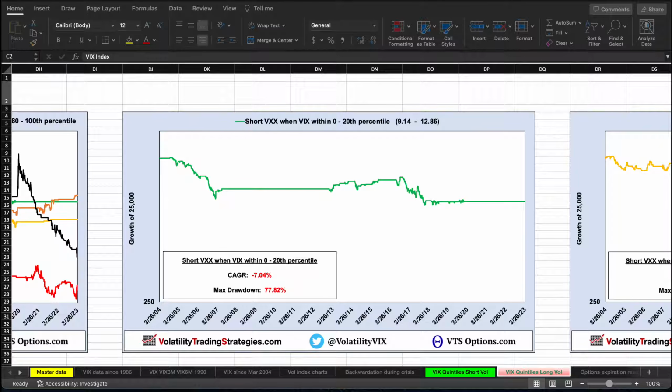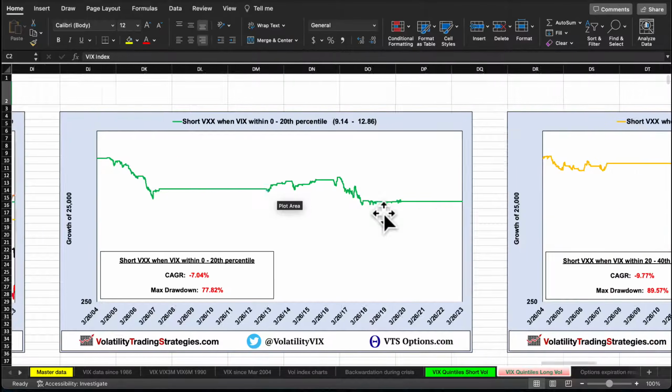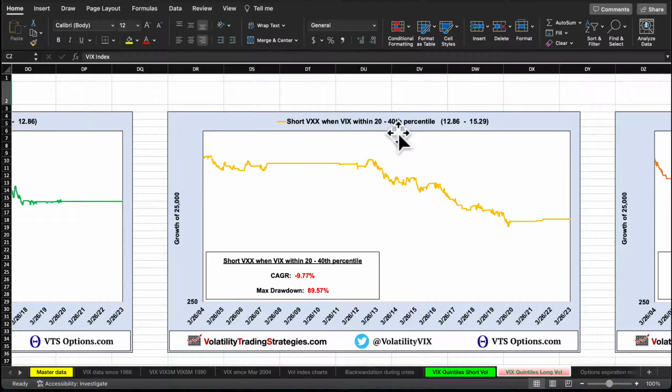I can't tell you how many people emailed me saying that they're just taking devastating losses with their long VXX. They were sure once the VIX got into the 10s that it was going to spike. That is not the case. Statistically speaking, you're just going to bleed your capital because it gets low and it can stay there for extended periods of time.